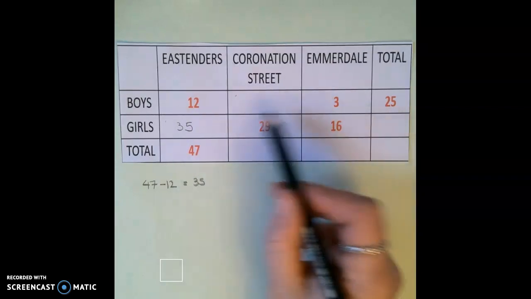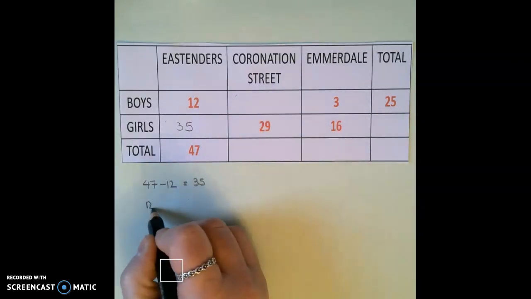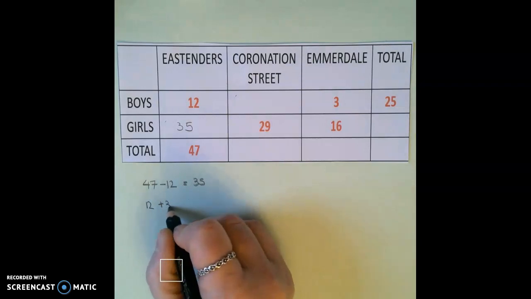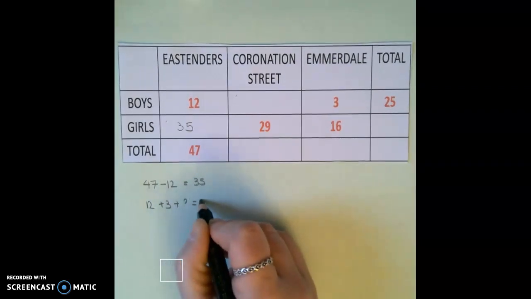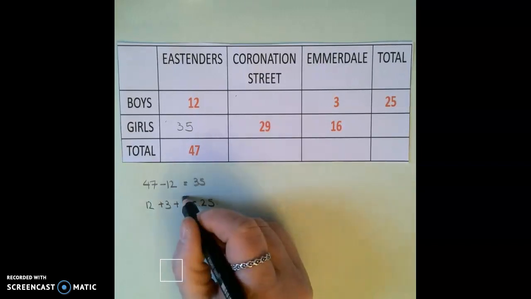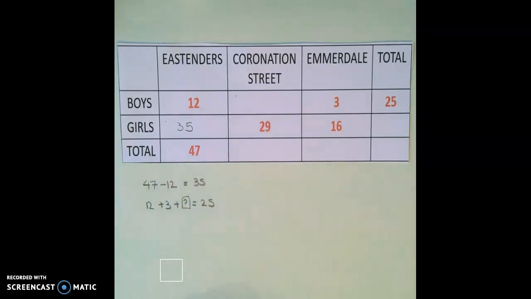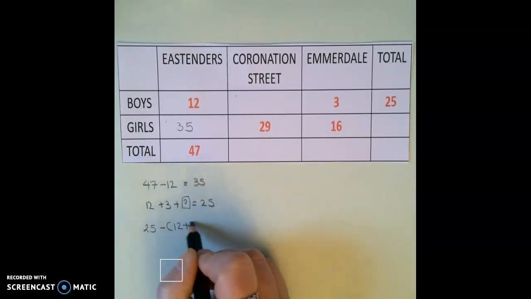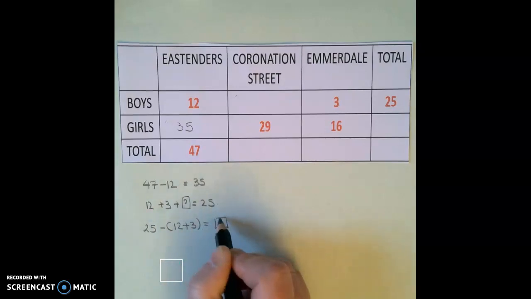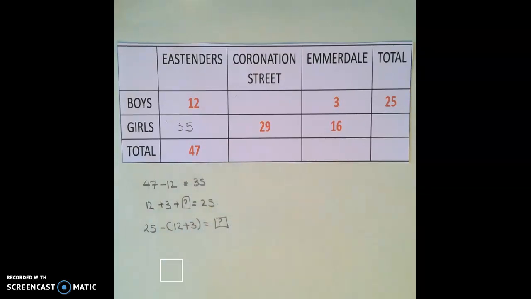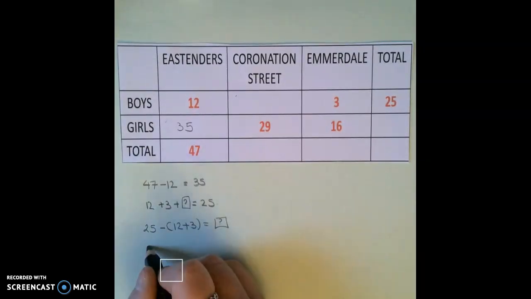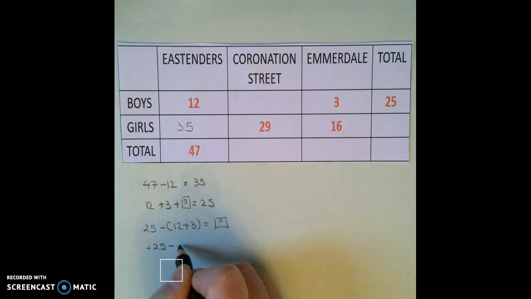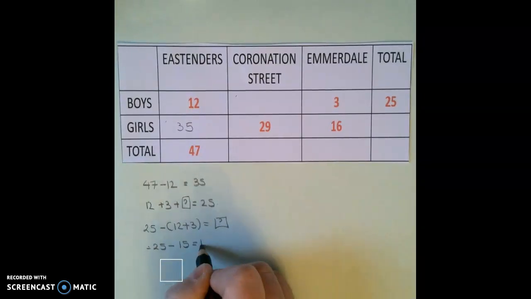The same with this row here. So we have 12 and then we have a gap, add 3, add something equals 25. So we need to know what that something is. So basically 25 minus 12 add 3 will tell us what that something is. Okay, and that equals 25 minus 15, so that equals 10. So we now know that the missing gap is 10.